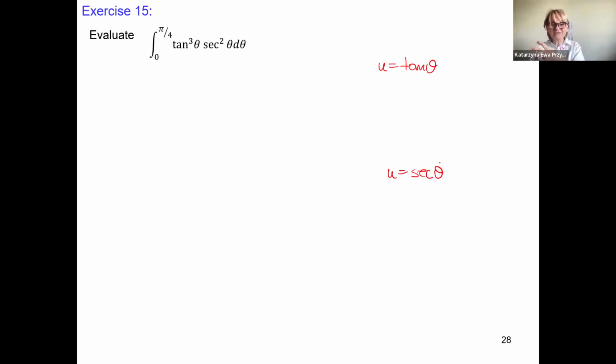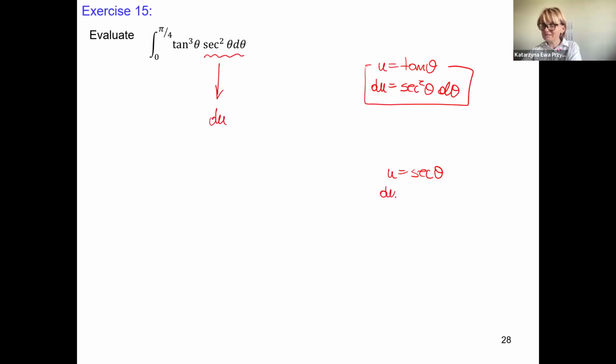Because both of them are inner function, when I follow my guidelines, I will try this. But what is the derivative of tangent? Because we have to differentiate. Derivative of tangent theta is secant square theta d theta. And now we can see this is du. Derivative of secant theta is secant theta tangent theta d theta.